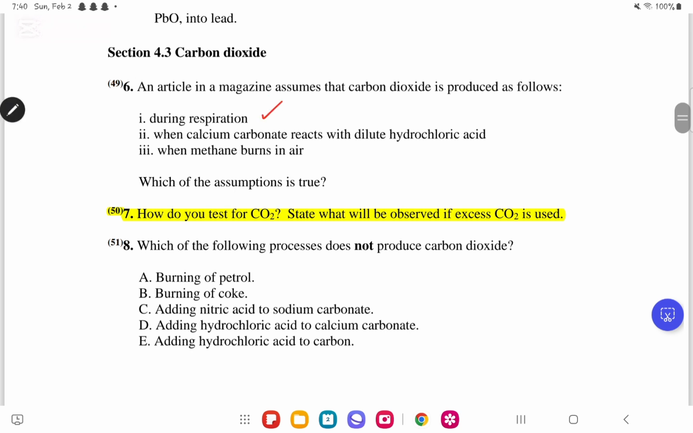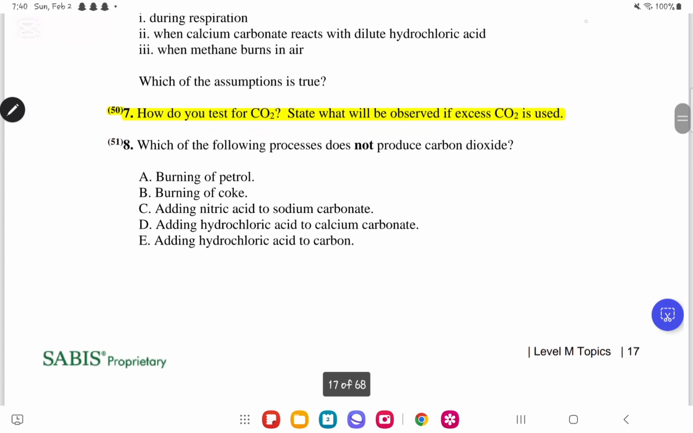Also, it is produced when calcium carbonate reacts with dilute hydrochloric acid, so a carbonate reacts with an acid, and also when methane burns in the air. So the 3 of them are correct because the 3 of them produce carbon dioxide. Now, how do you test for CO2?